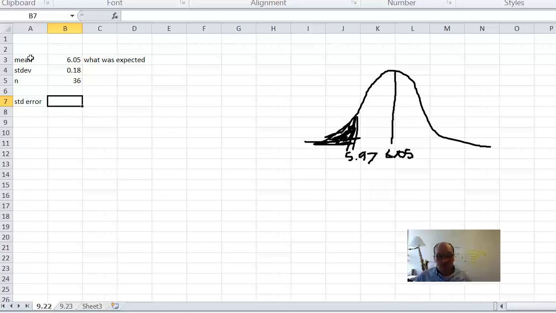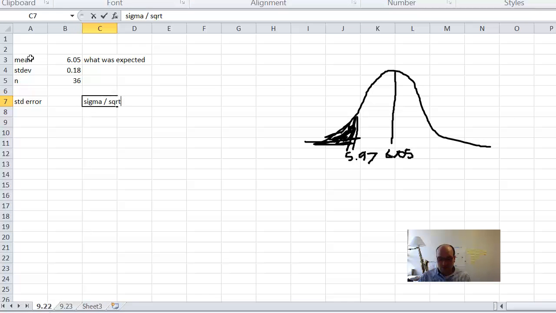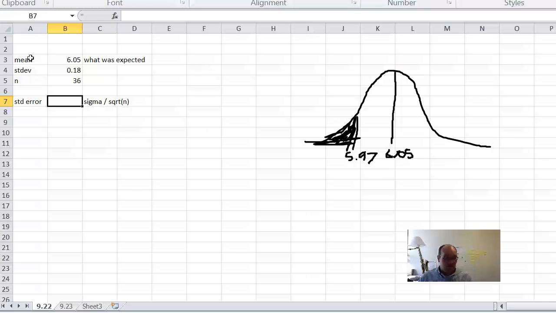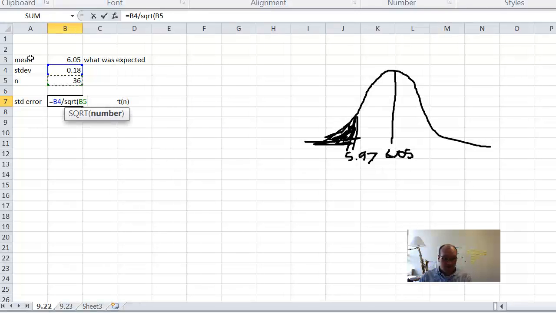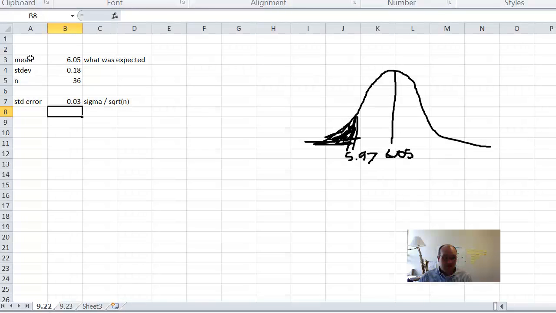And the standard error, if we're dealing with means, is what? Just sigma divided by the square root of n, which is the standard deviation divided by the square root of n, like that. So 0.03. Okay, so now we can find out what this problem is, just using the norm dist function.